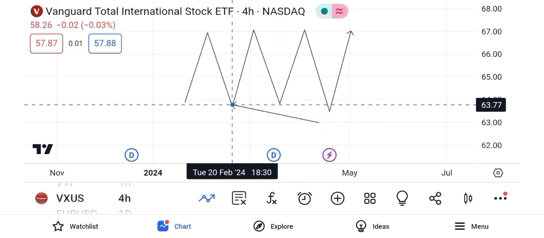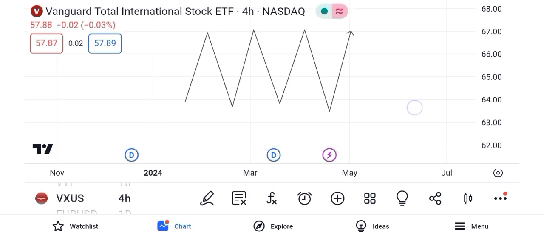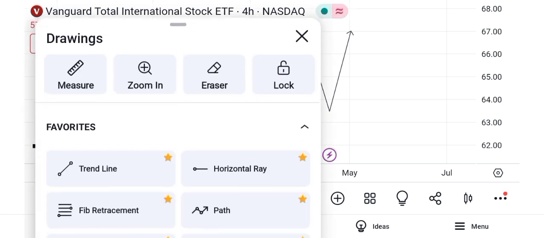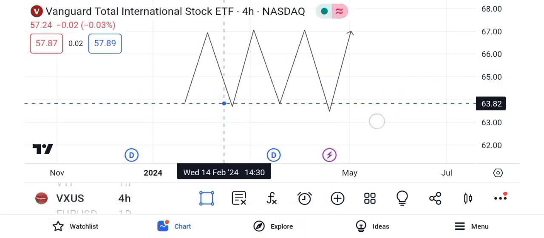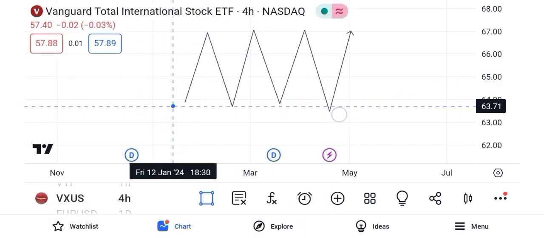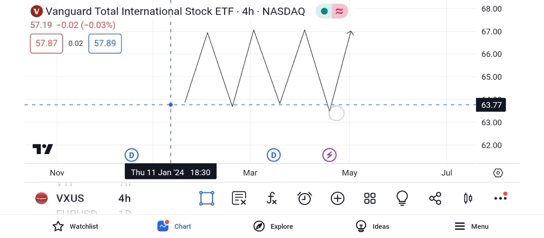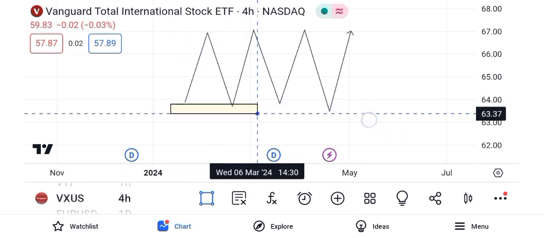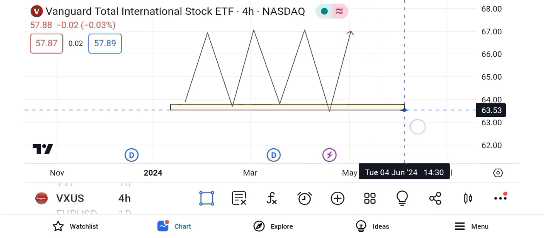So now after you've identified your equal lows in a ranging market, what you are going to do is take your rectangle tool. So this is what you do. You take your rectangle tool here, then you draw on the equal lows here. You notice that there's an equal low here, and the box must be a reasonable one.